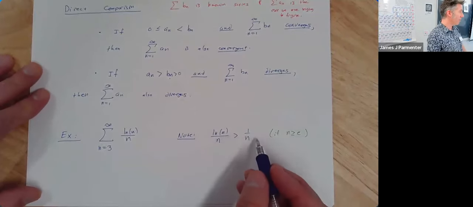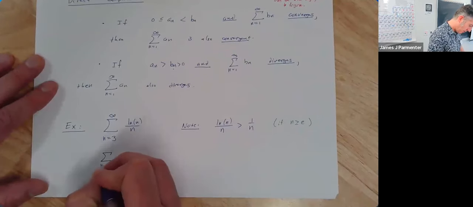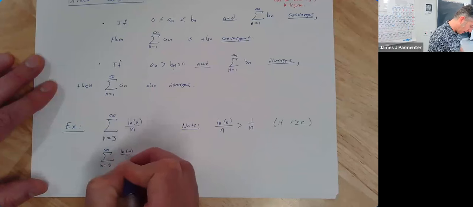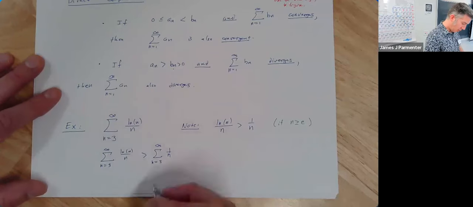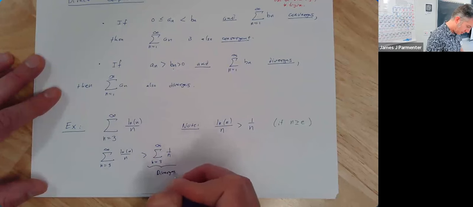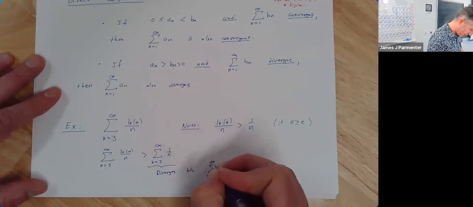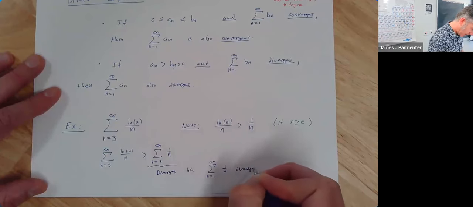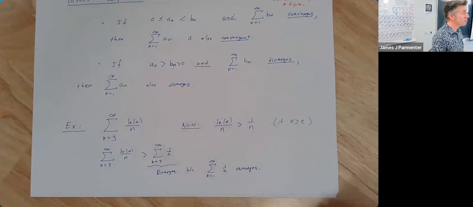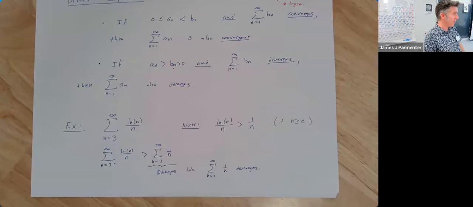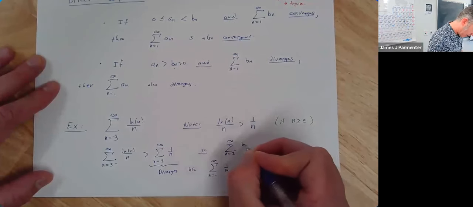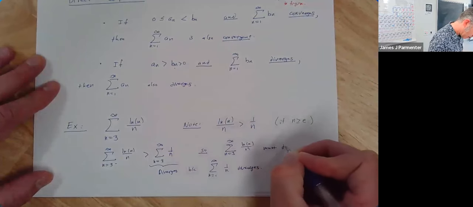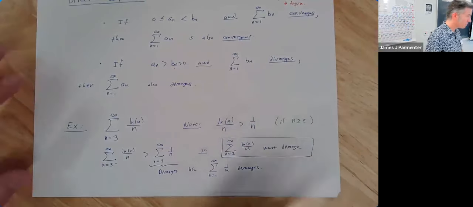So the natural log of n over n is bigger than 1 over n, which means the sum from n equals 3 to infinity of the natural log of n over n is bigger than the sum from n equals 3 to infinity of 1 over n. And we know that this diverges because we know that the P series from n equals 1 to infinity of 1 over n diverges. If you take a divergent series and subtract off the first two terms, it's still going to diverge. So then, since this series is bigger than some divergent series, we can say that the sum from n equals 3 to infinity of the natural log of n over n must diverge. Cool.